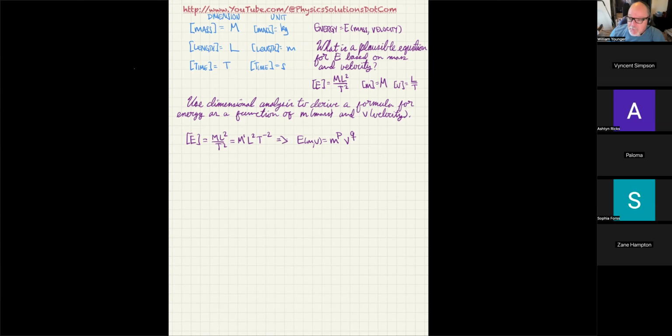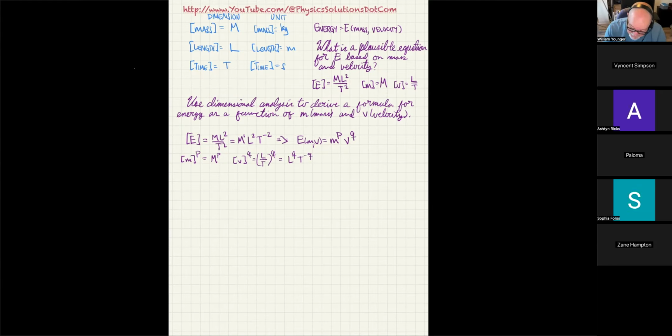In order for me to make it plausible, I have to make sure the dimensions on the left equal the dimensions on the right. So the dimensions on the right are going to be mass raised to the p power, and that means m to the p, and they're going to be velocity raised to the q power, and that means it's going to be L over T raised to the q power. So I can simplify this velocity one a little better and call that L to the q times T to the negative q.